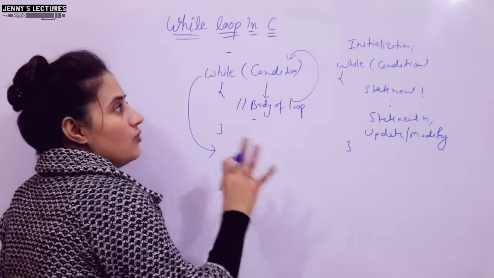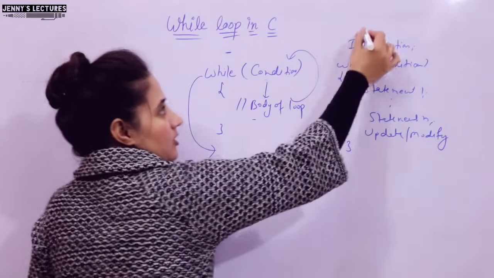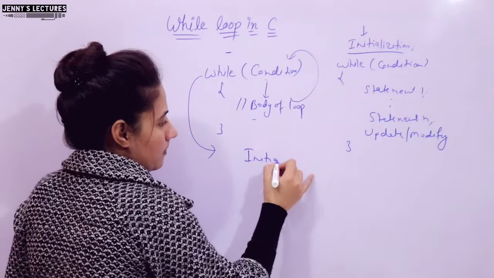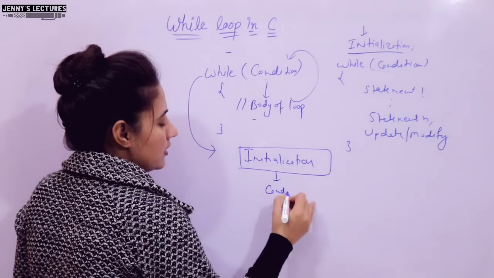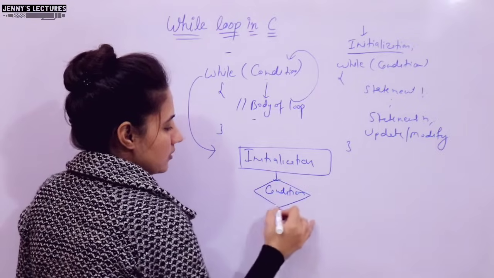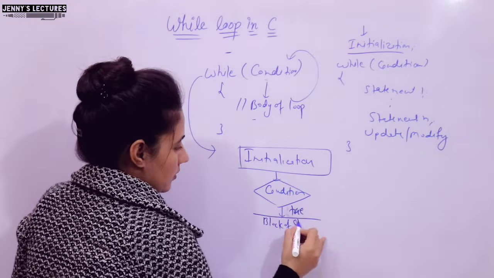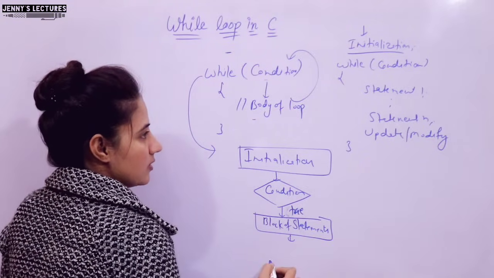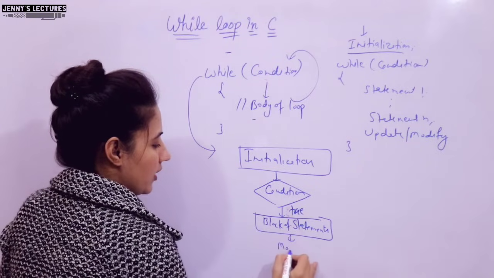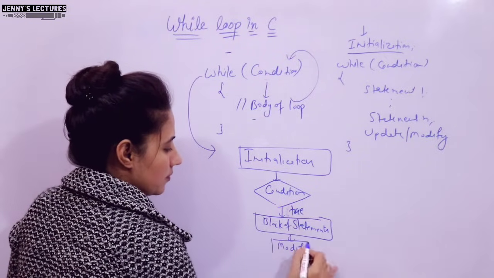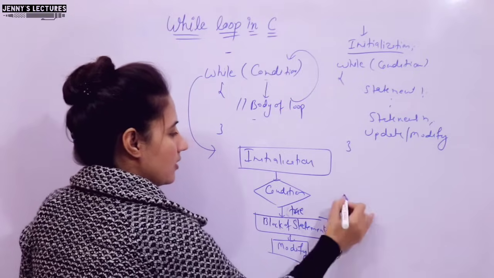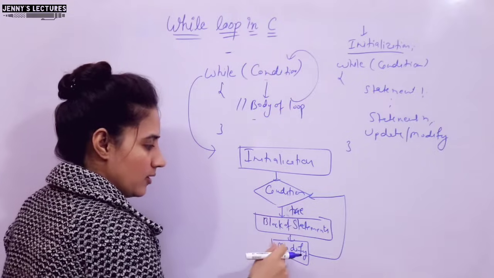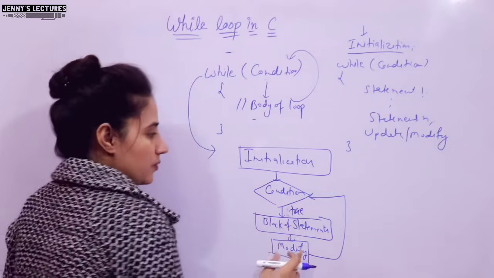So if you draw the flow chart, then what would be flow chart here? This initialization would be only one time. In for loop also it was same. After that some condition would be checked, the while condition. If the condition is true, then the block of statements would be executed. After that, increment or decrement, or you can say that modify or update. After modifying, again condition would be checked. If it is true, again block of statement would be executed, and again increment or decrement, whatever you do.